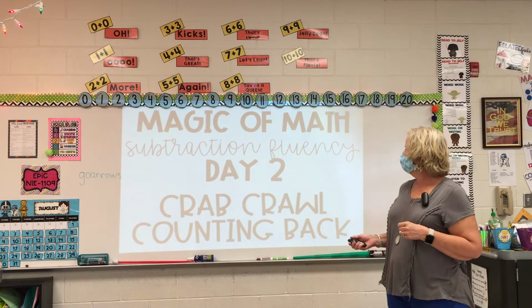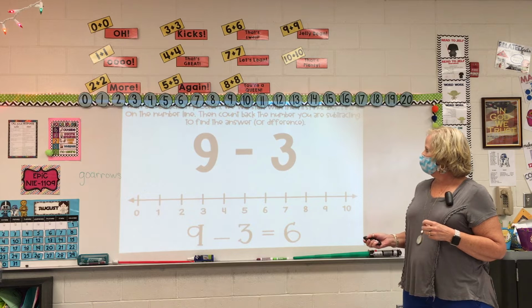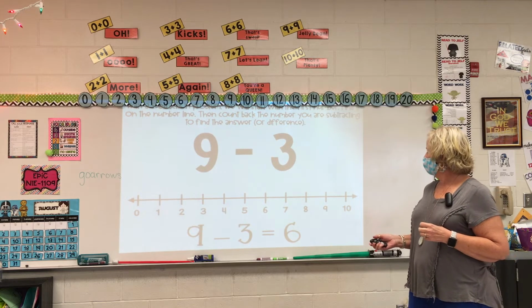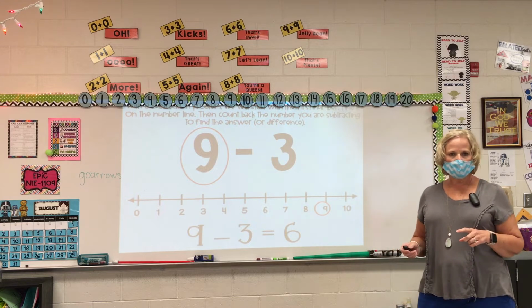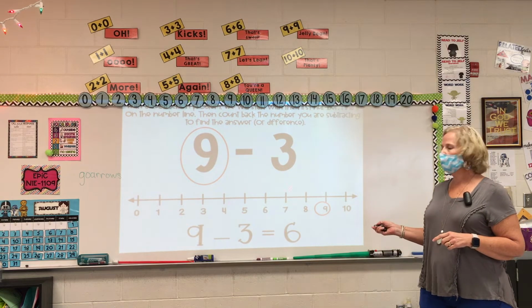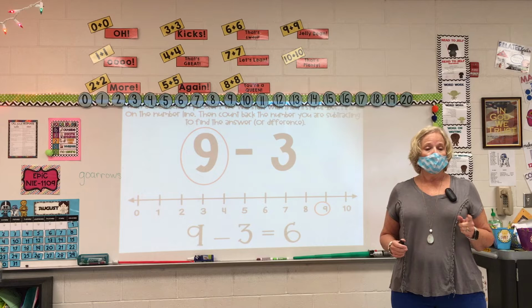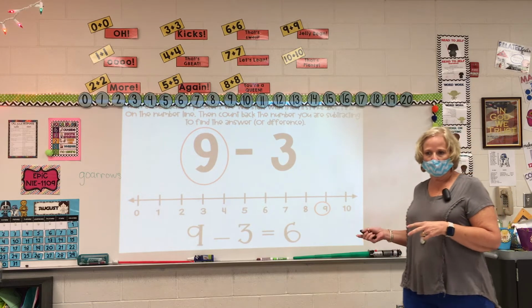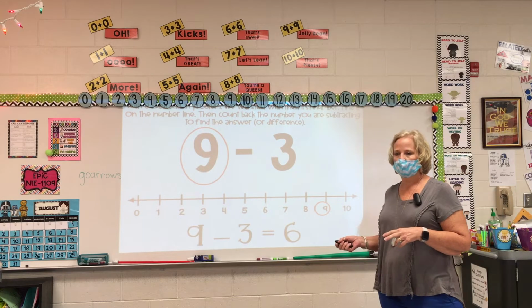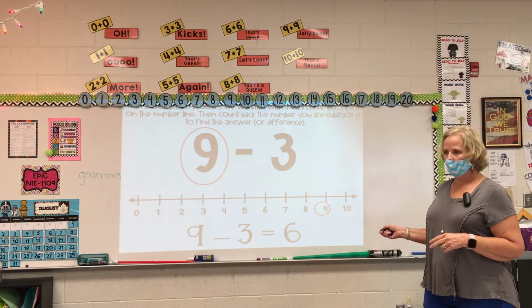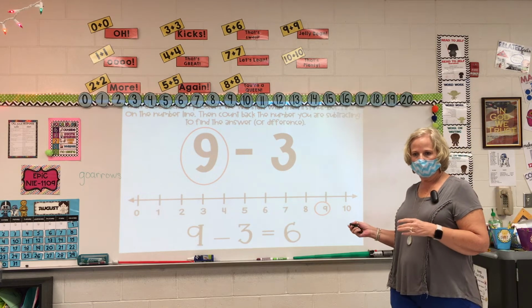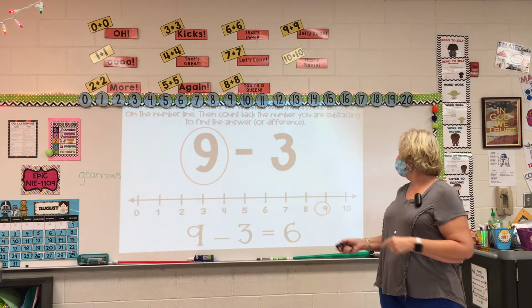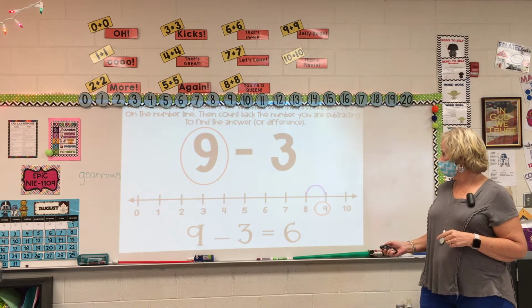Y'all ready? So, we're going to find 9 minus 3. We would start with the 9. We're going to find the 9 on our number line. How many would we go back? 3, because we're taking 3 away from 9, correct? All right? So we start with 9. Instead of going forward like we did with our shark snatcher, we are going backwards. So we're going to go backwards 3.